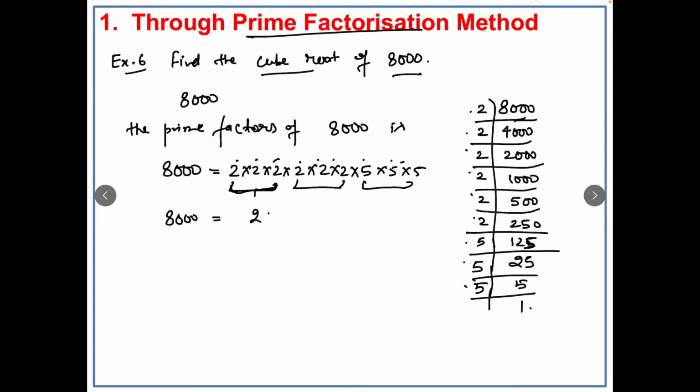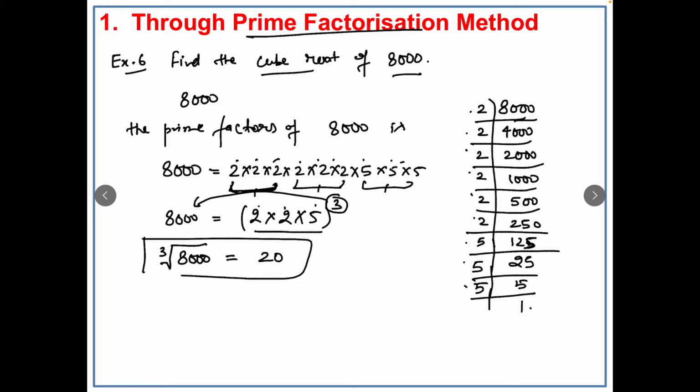From here we'll take 2, multiplied by 2 from here, and from here we'll take 5, and multiply all the numbers, 2 into 2 into 5, and you have to write the whole cube. Outside the bracket write the power 3, because we have 3 times this 2, and again 3 times this 2, and 3 times 5. When you shift this power to the other side, this will change to cube root. So the cube root of 8000 equals, multiply these numbers: 2 into 2 is 4, 4 into 5 is 20. So the answer is, cube root of 8000 is 20.